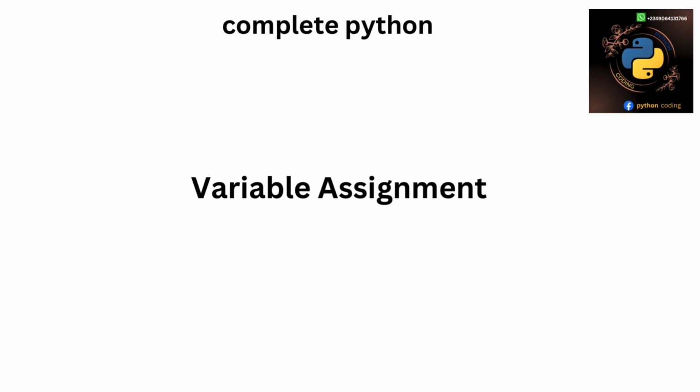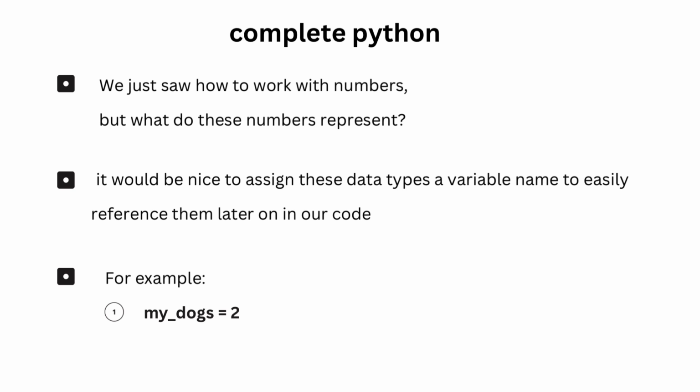So we're going to drill into variable assignment, how to create a variable and how to assign a value to a variable. So let's get into the discussion. In our previous lecture, we just looked at how to work with numbers. But what do these numbers represent? It would be nice to assign these data types a variable name to easily reference them later in our code. For example, my_dogs is equal to 2, which means I have 2 dogs.